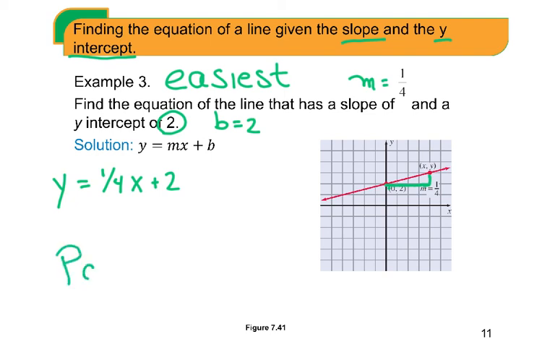Okay, let's pause, and then we'll come back and talk about parallel lines and perpendicular lines.